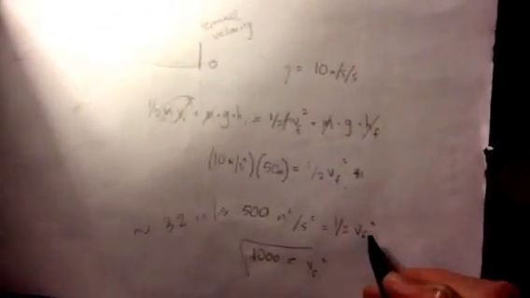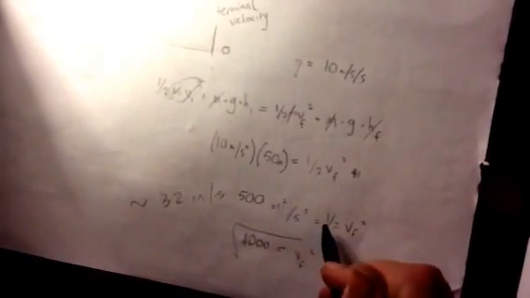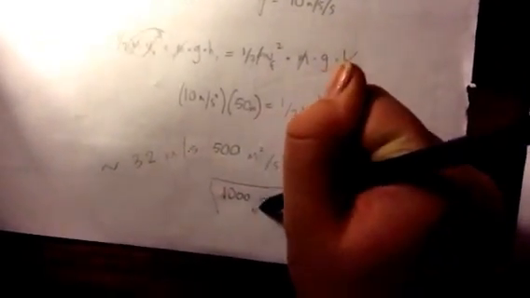32 meters per second. And I can say meters per second because here we have final velocity, which is going to be meters per second, and I have meters squared per second squared, and that all negates out nicely with my square root of 1,000 meters squared per second squared.